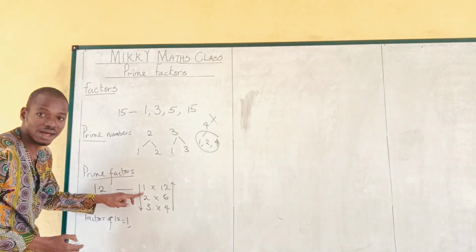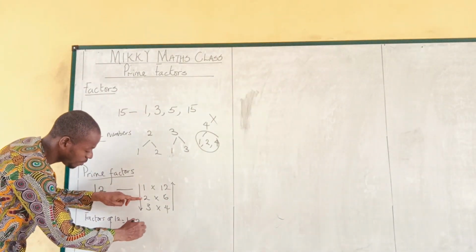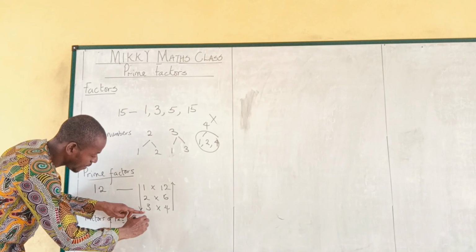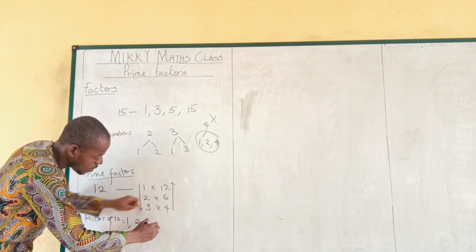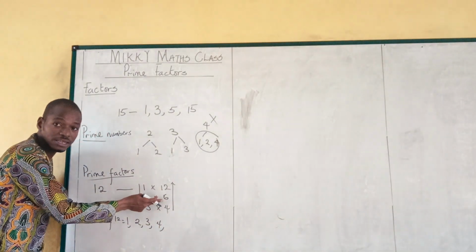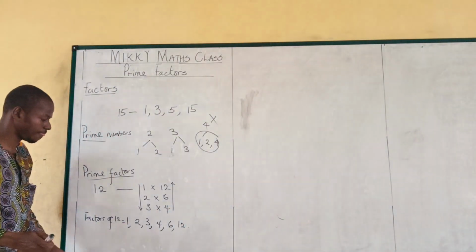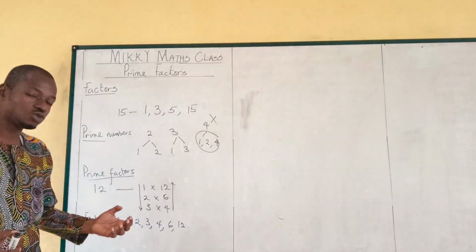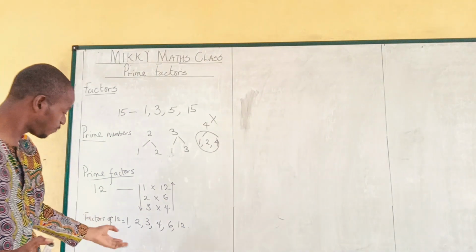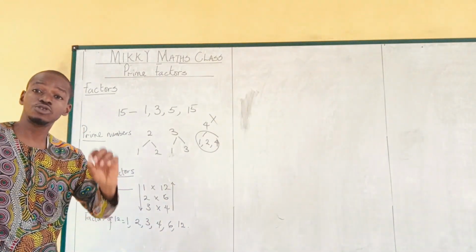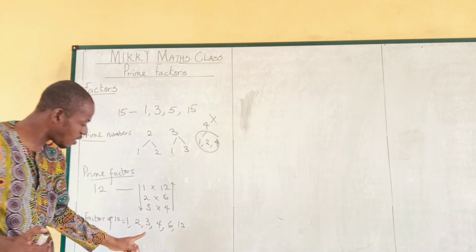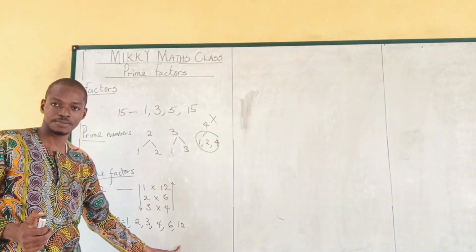We have 1, we have 2, we have 3, then we have 4, then we have 6, and 12 itself. If you are asked to list the prime factors of 12, that means you should choose the factors of 12 that are prime numbers.